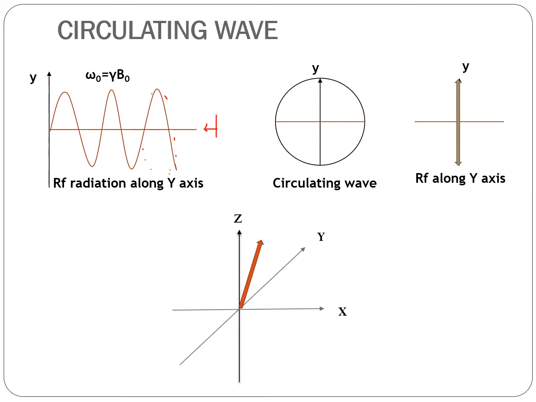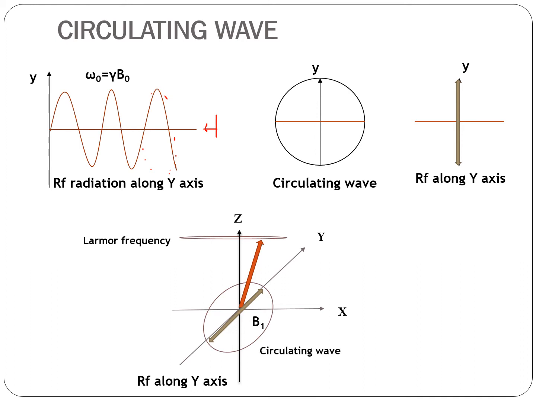Now, when we pass this circulating wave along the y-axis while the bulk magnetization is rotating at its Larmor frequency, what happens? Due to this effect, we get a new term called B1. A new magnetic field has appeared here.